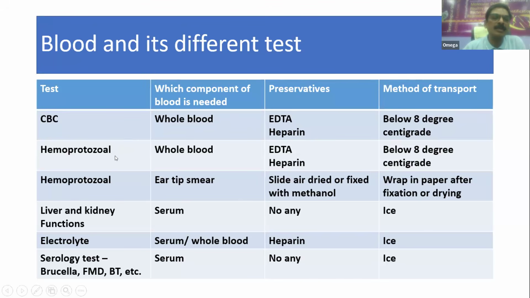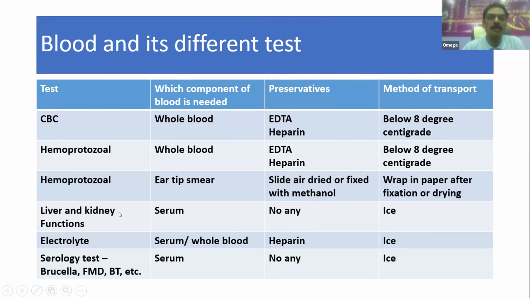Then the next is hemoprotozoal disease. In that case also we can collect whole blood in EDTA or heparin and keep the vial below 8 degrees centigrade. For the hemoprotozoal disease, if you want to take the peripheral blood smear, then take one drop from the tip of the ear and make a smear, air dry it or fix it with methanol, wrap it in paper and send it for diagnosis, or you can stain it on your own and identify the different conditions.